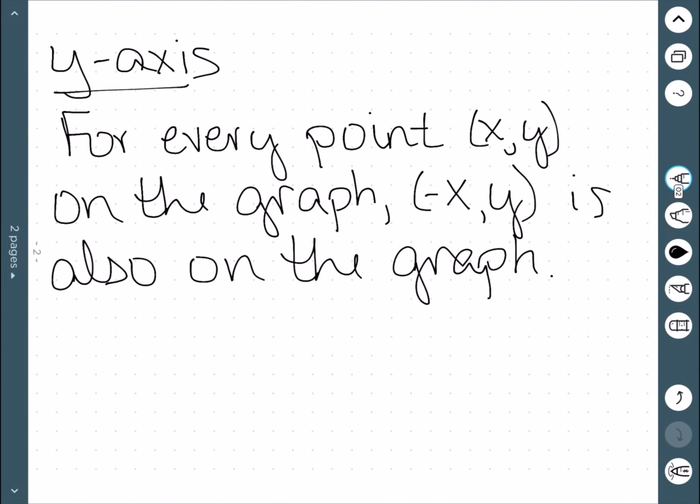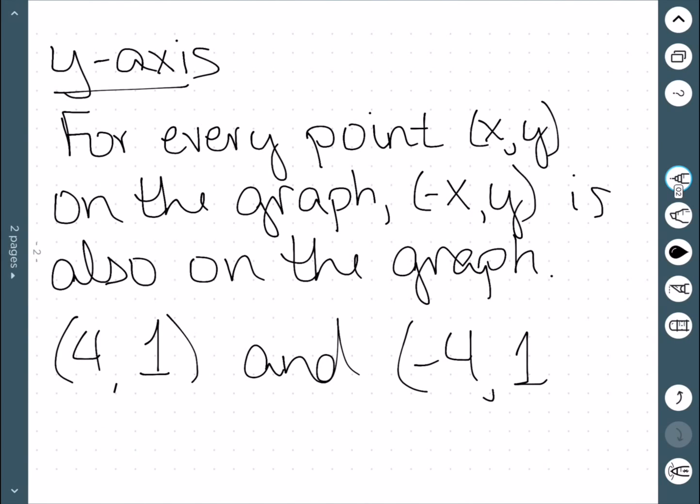Y-axis symmetry means that for every point (x, y) that is on the graph, (negative x, y) is also on the graph. If we think of this in geometric terms, now my y-axis acts like a mirror. Everything on the left has to match things on the right. Once again, in this case, if (4, 1) is on the graph, this means (negative 4, 1) is also on the graph.